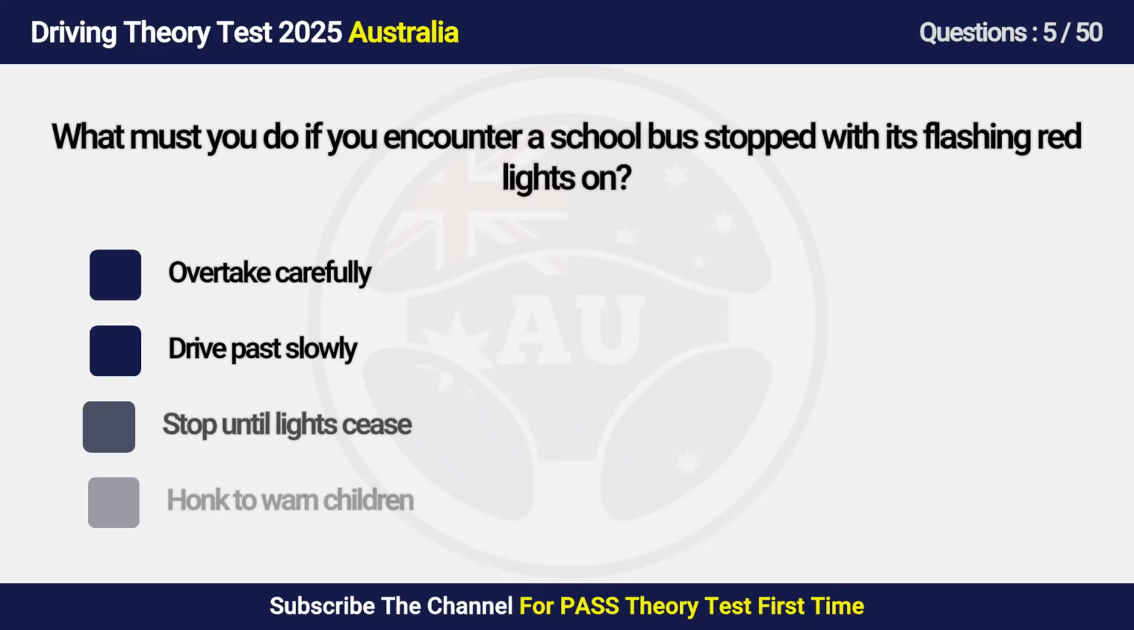Question 5. What must you do if you encounter a school bus stopped with its flashing red lights on? A. Overtake carefully. B. Drive past slowly. C. Stop until lights cease. D. Honk to warn children.